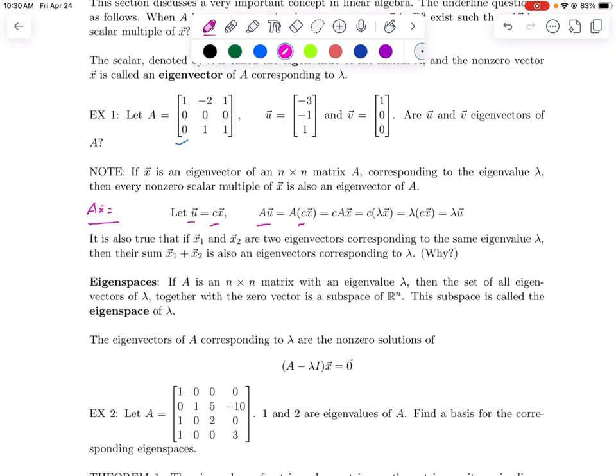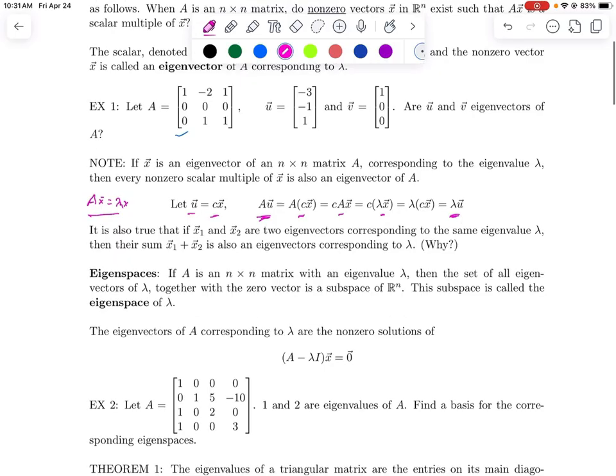Now, Ax is equal to lambda x. Remember, so Ax here becomes lambda x, so c times lambda of x, which can also be written as lambda times c of x, which means lambda times u. So this means Au is equal to lambda u. So now we will see this geometrically.